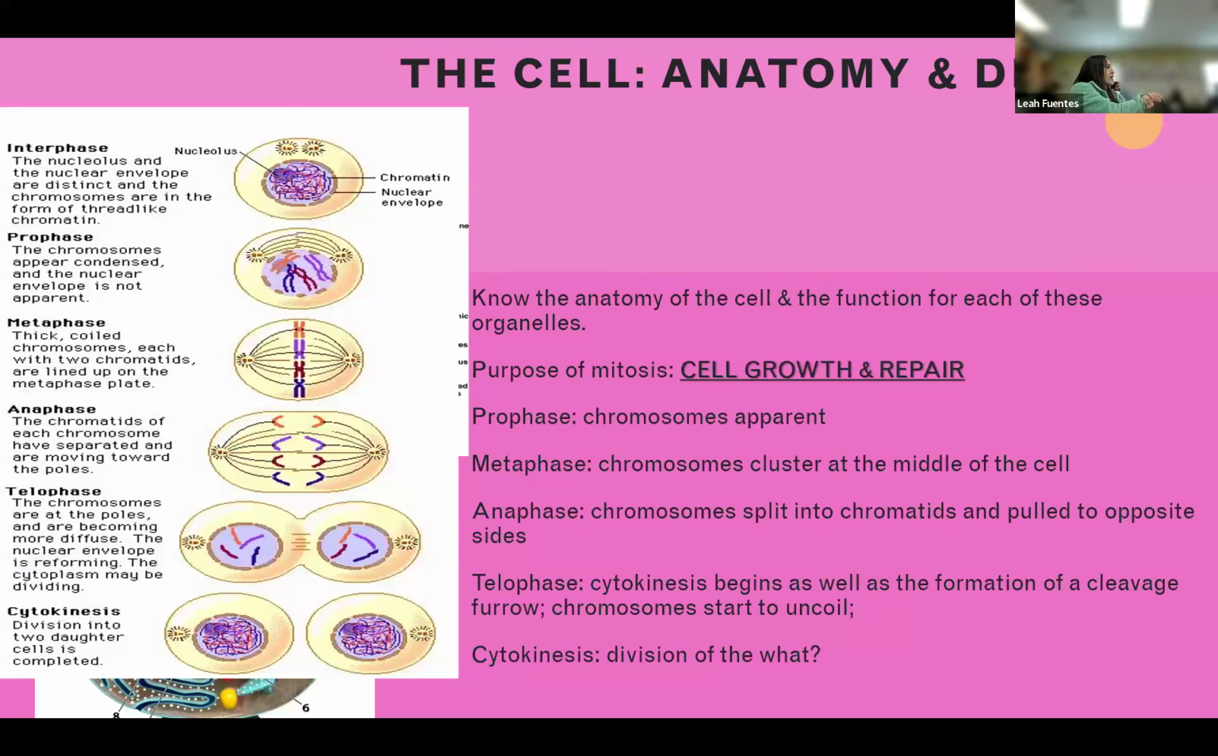It is not until cytokinesis that they are separate, and it results in what? Daughter cells, good. Two daughter cells that are identical to our first cell up here. So cytokinesis has a specific name, division of the what? Cytoplasm, good. So cytokinesis, division of the cytoplasm. That could also be a question.